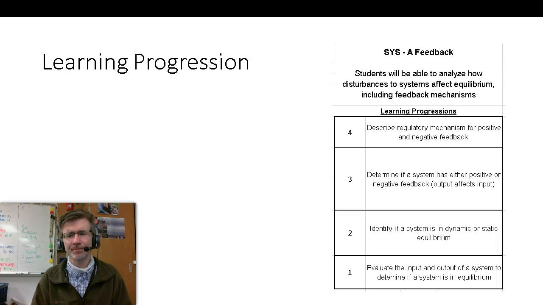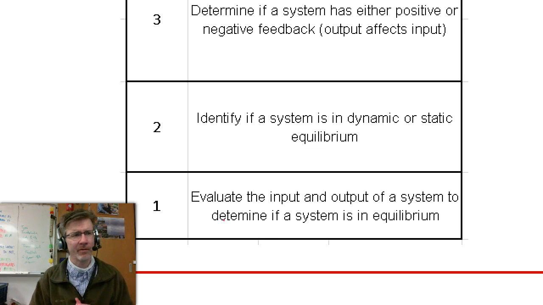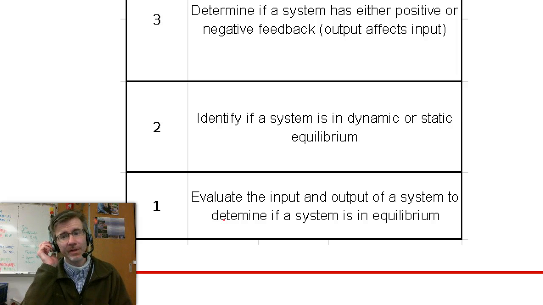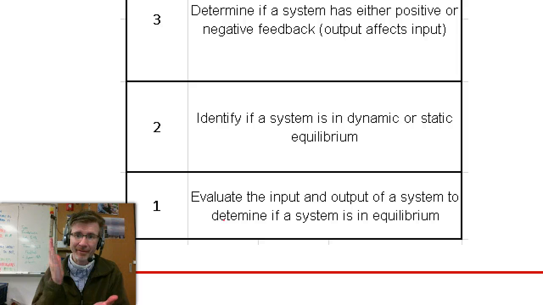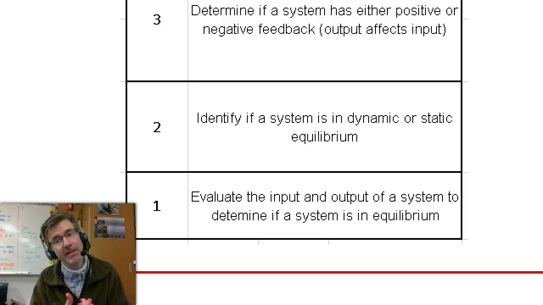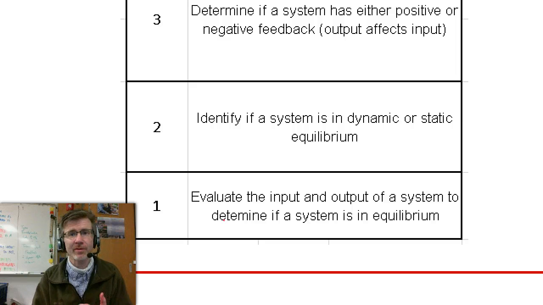Turns out a system has inputs and outputs. Part of what we're going to do when we talk about a system is identify inputs and outputs. I'm going to evaluate the input and the output of a system and define them to determine if a system is in equilibrium. Once I define input, output, and equilibrium, I'm going to tell you if the system is in a dynamic or a static equilibrium. I need to define those words.